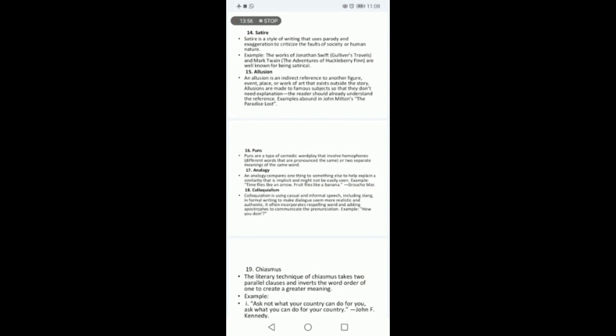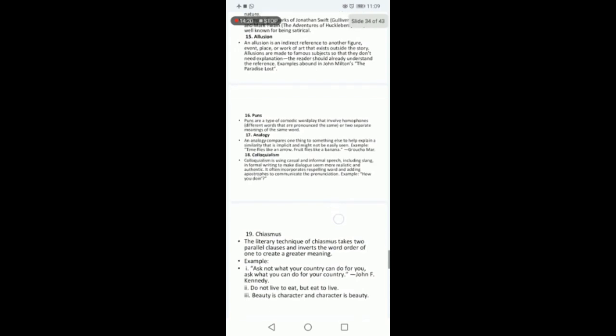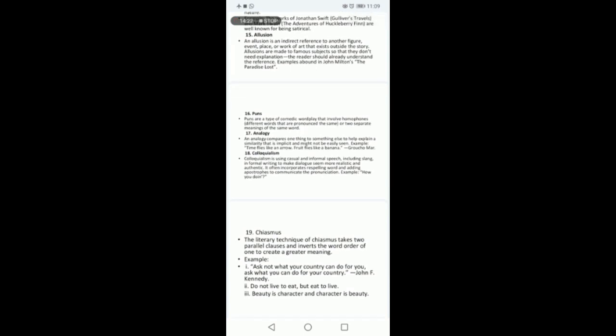They have analogy. Analogy compares one thing to something else to help explain a similarity that is implicit and which might not be easily seen. So, for example, time flies like an arrow. The fruit flies like a banana. As an example.